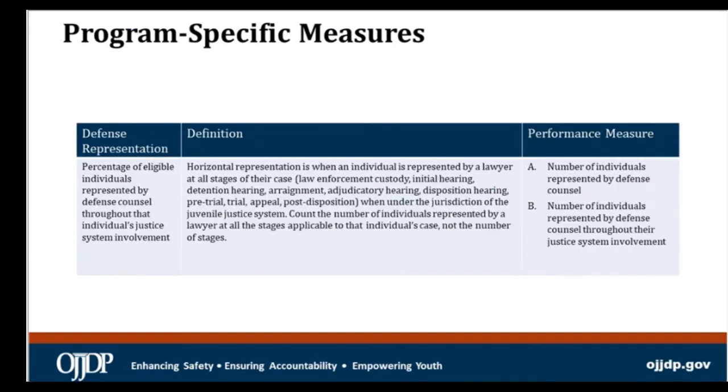Percentage of eligible individuals represented by the same defense counsel throughout their justice system involvement. Horizontal representation is when an individual is represented by a lawyer at all stages of their case: law enforcement custody, initial hearing, detention hearing, arraignment, adjudicatory hearing, disposition hearing, pretrial, trial, appeal, and post-disposition when under the jurisdiction of the juvenile justice system. Count the number of individuals represented by a lawyer at all stages applicable to that individual's case and not the number of stages. For this measure, you will provide the number of individuals represented by defense counsel, which is line A, and then the number of individuals represented by defense counsel throughout their justice system involvement, which is line B.